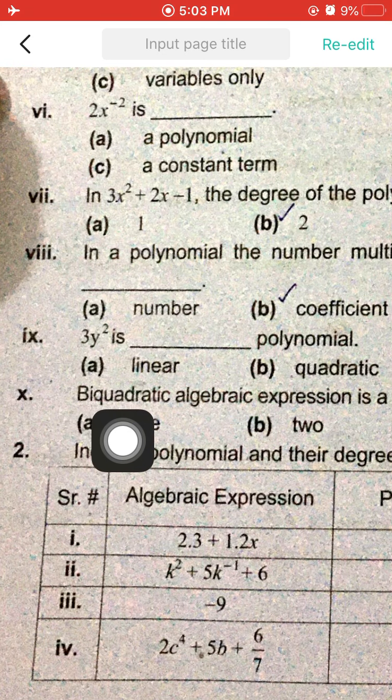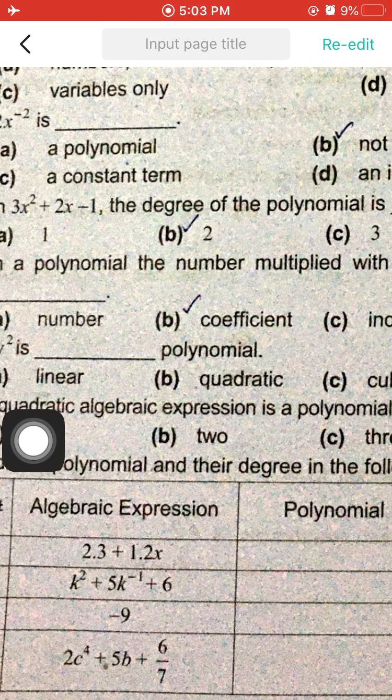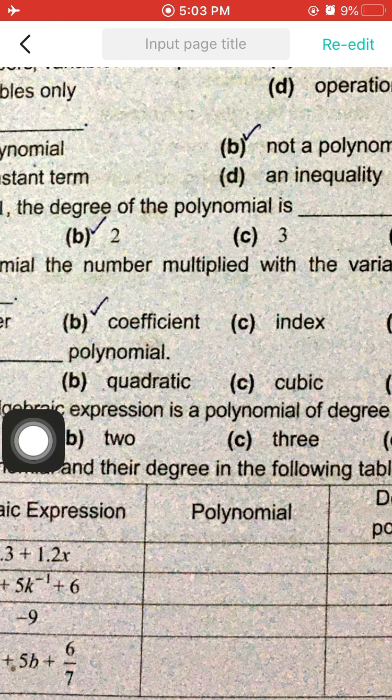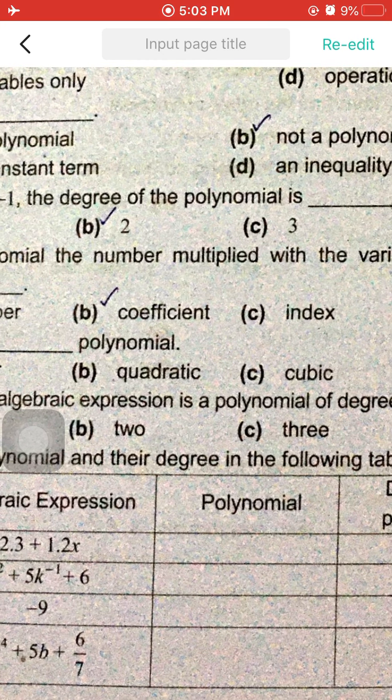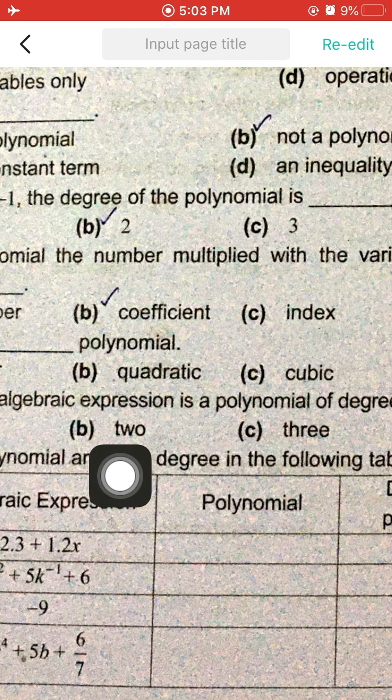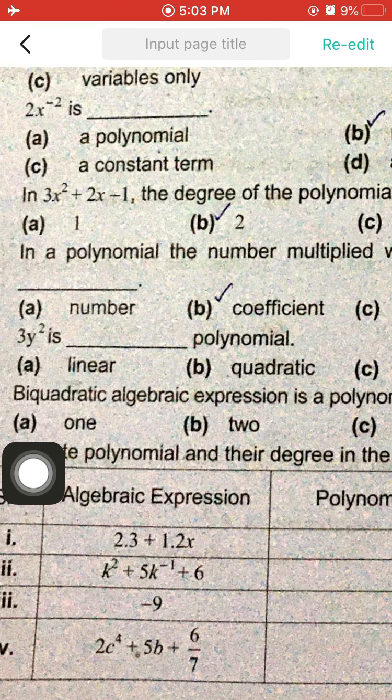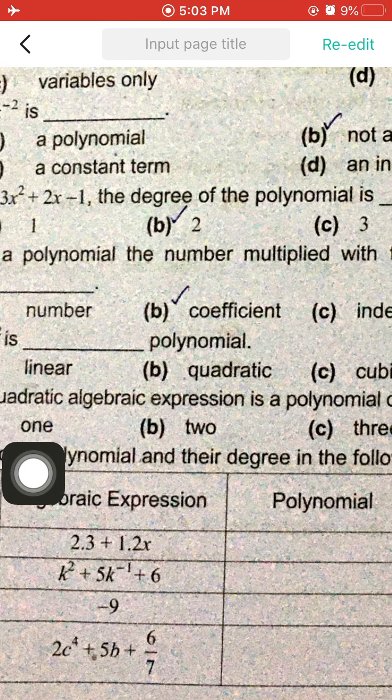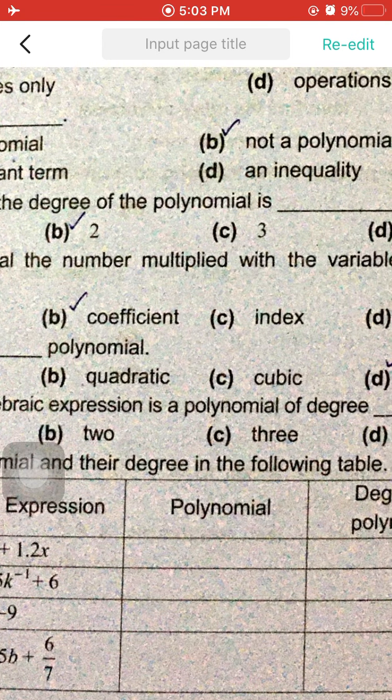Next, 10th, a biquadratic algebraic expression is a polynomial of degree 4. Not degree 1, not 2, that is degree 4. Students, that is degree 4, so you will take option D.